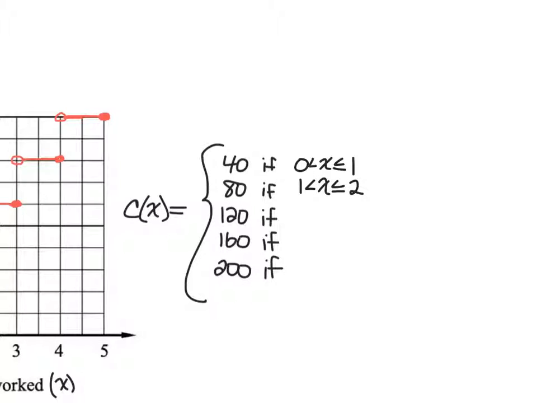The next one? Greater than 2, less than or equal to 3. Greater than 3, less than or equal to 4. And the last one? Greater than 4, less than or equal to 5. Perfect.